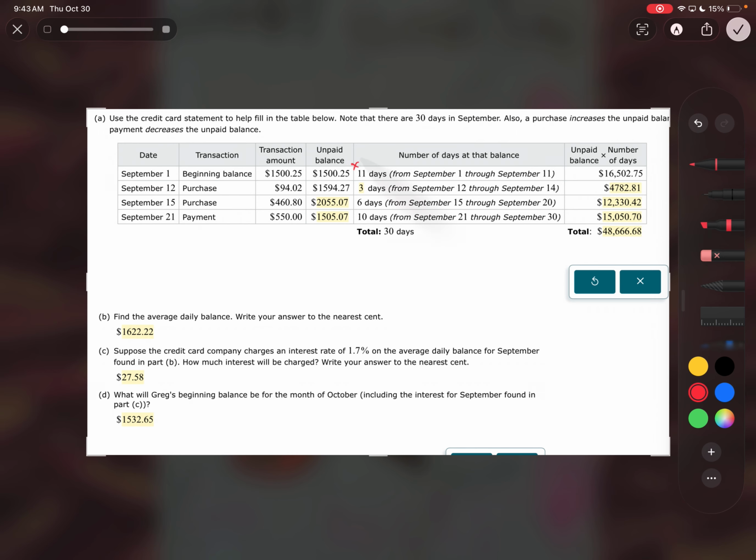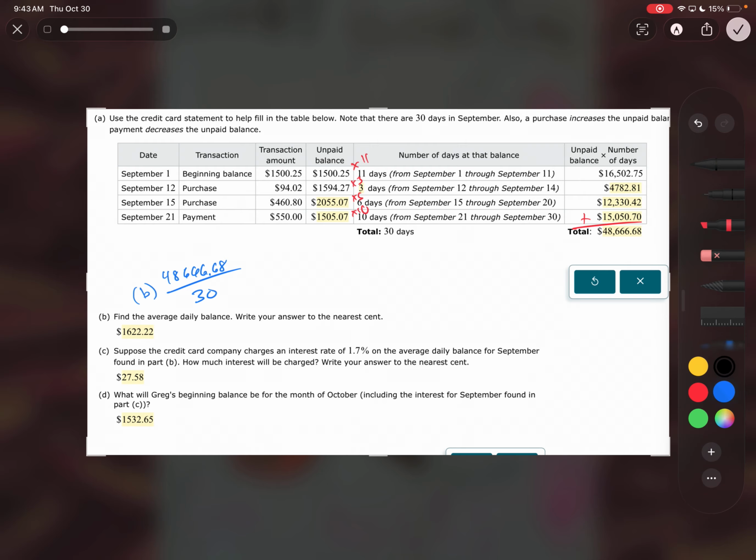So on this one we did times, they did this for us, but times 11, times 3, times 6, times 10. Then you add all these up, okay? And then this one right here is the 48,666.68 divided by 30, okay? That's for B.